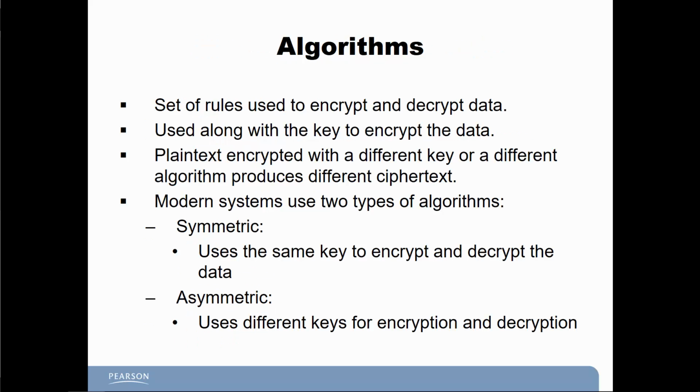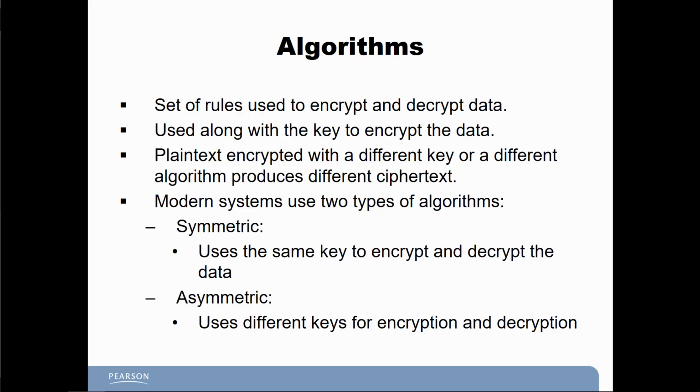Different algorithms are used, and that's going to be the set of rules that will be used to encrypt and decrypt the data. The algorithm is how, or the rule structure, to both encrypt and decrypt. So plain text encrypted with a different key or a different algorithm produces different ciphertexts. Meaning if we're using one type of algorithm, the actual ciphertext may be different based off of the algorithm that is being used. Again, symmetrical keys use the same key for both. Asymmetrical uses different keys, one for encryption, one for decryption.